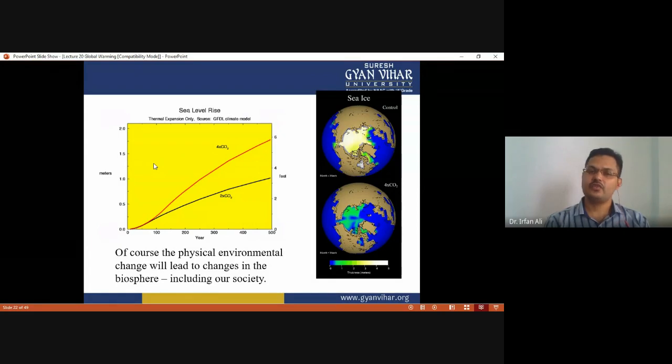Of course, the physical environment change will lead to change in the biosphere, including our society. You can see in this figure, in the first panel this is the control, and in the second this is 4 times higher carbon dioxide concentration, which increases the sea level and reduces the terrestrial place.